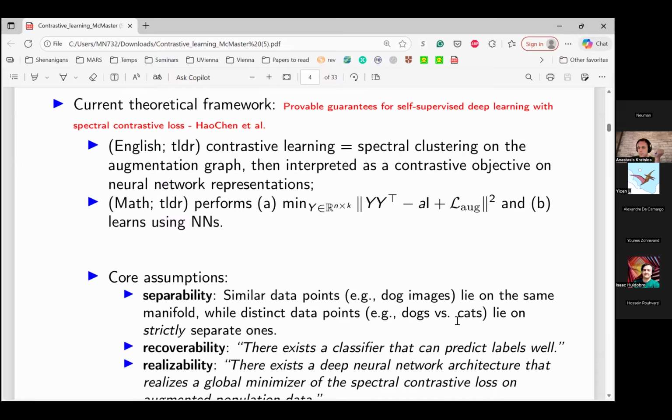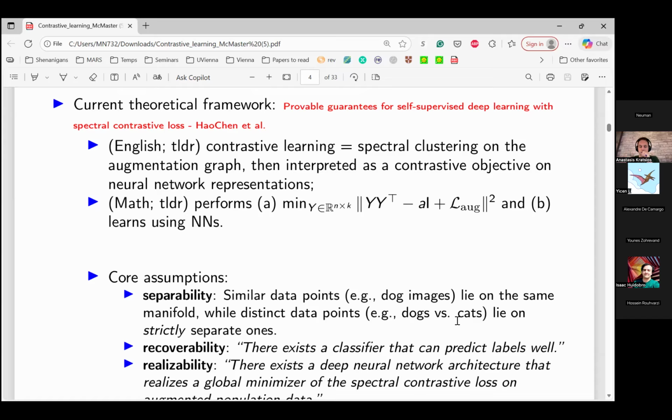Just one question, maybe for me, but I guess others might have the same question. Are you going to define the augmentation graph? If you define it later, I won't ask now.